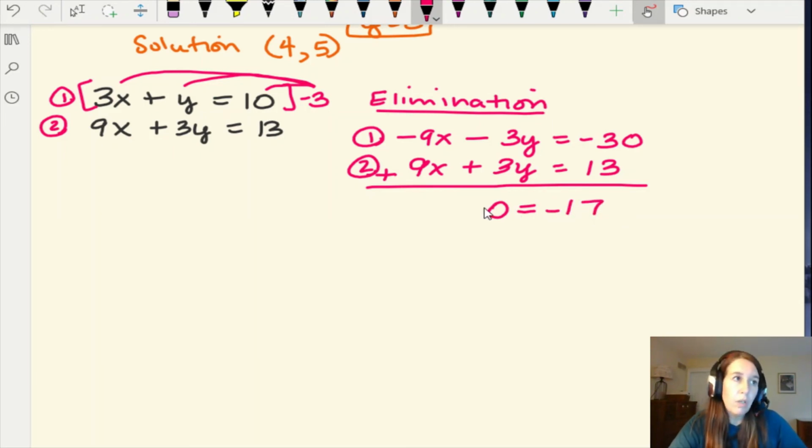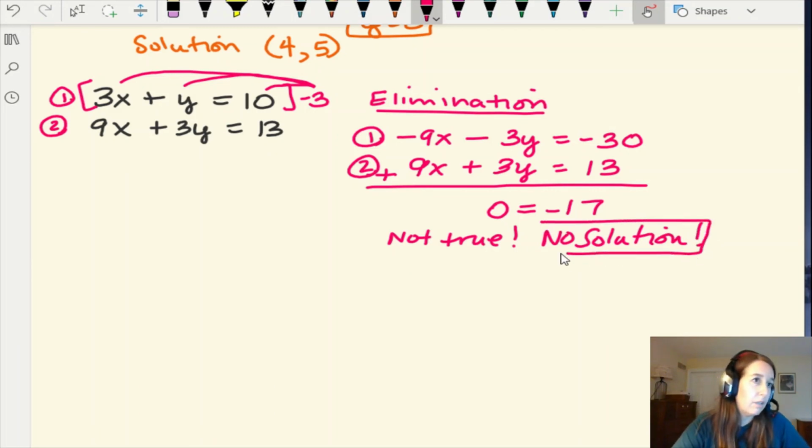Okay, so we did elimination correctly, but we were not able to solve for x and y. And in fact, we got an untrue statement. If we get a not true statement, then we actually have no solution as the answer to our problem. So when you get 0 equals -17, that's not your answer. In fact, no solution is your answer. And what's happening there is, and we're going to look at some pictures in a minute, the lines are not crossing, so they never do have an intersection point.